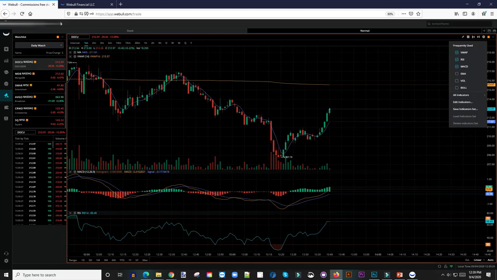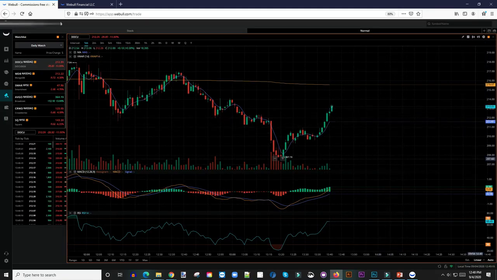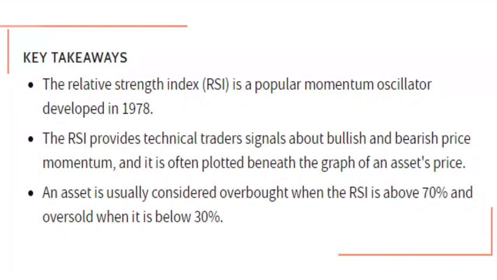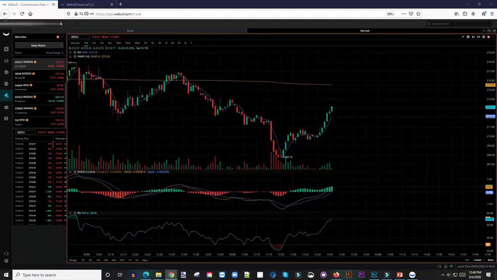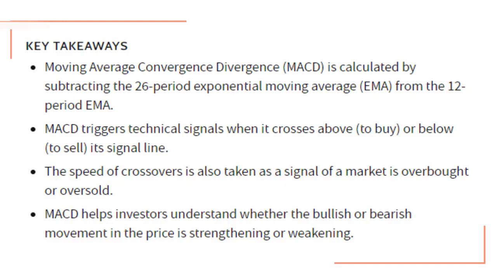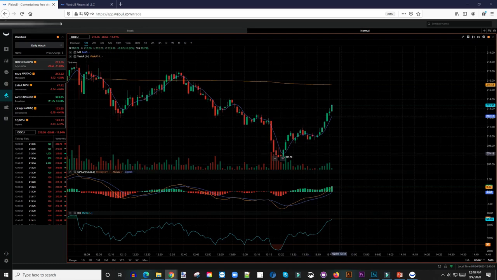Right now I have the VWAP, which is the yellow line you see on the screen. I have the RSI, which is what you see down here at the bottom, and then I have the MACD, which is what you see right here on my chart. Those are the indicators that I currently have. The RSI stands for Relative Strength Index, and the MACD stands for Moving Average Convergence Divergence.